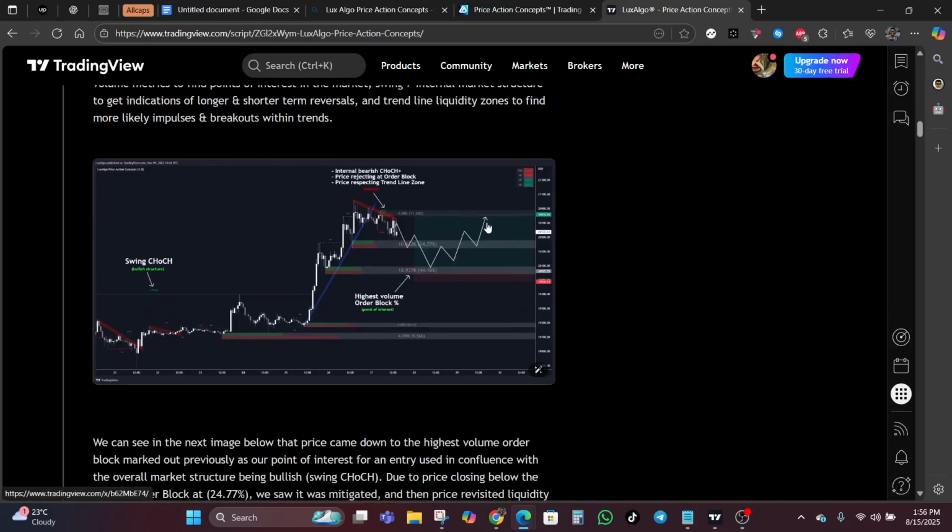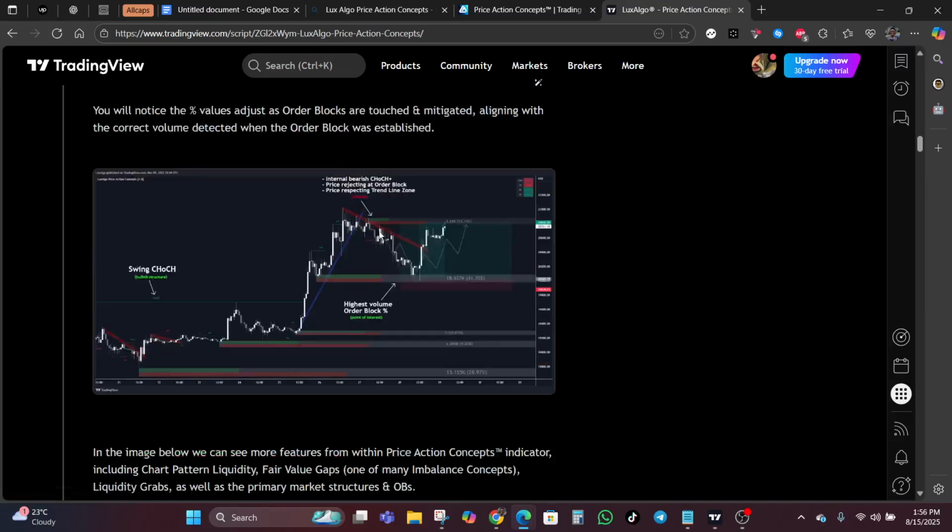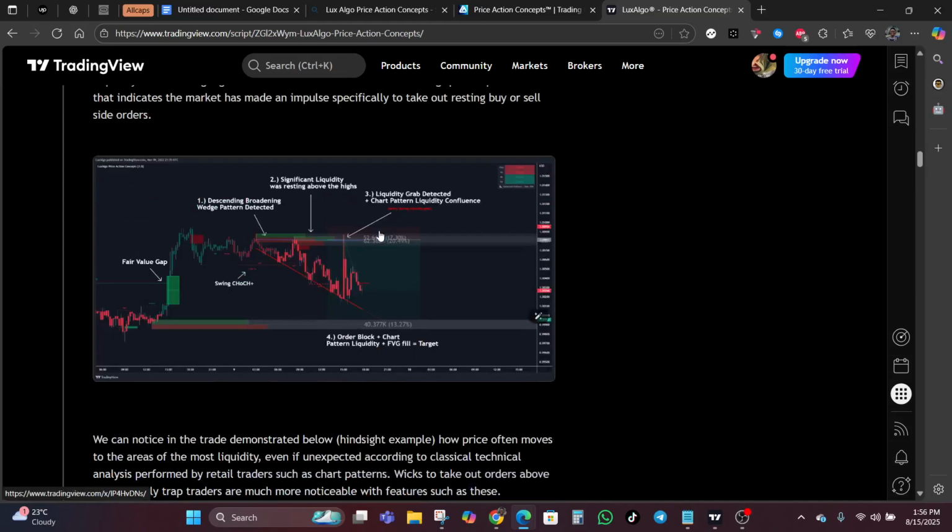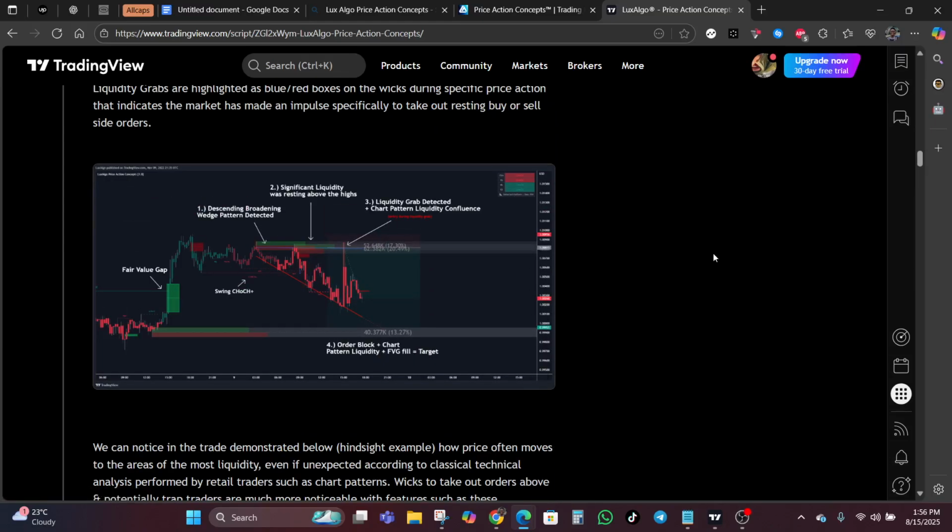And the indicator can help you even identify internal breaks of structure and CHOCH. It doesn't matter whether you are a swing trader or a scalper, whether you trade on smaller time frames or on higher time frames. Do not worry, because this indicator can still be of great benefit to you. Do not bother about whether your time frame or your style of trading is going to be a problem.